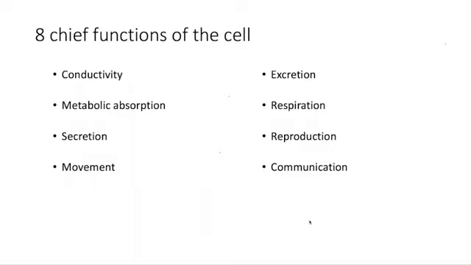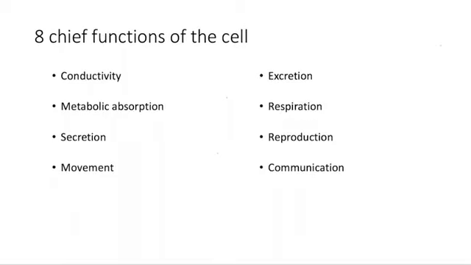Let's take a look at the 8 chief functions of the cell. So cells become specialized through the process of differentiation or maturation, and some cells eventually perform one kind of function, other cells perform another kind of function. So not all of these cells have all of these functions together. It all depends what type of cell it is.